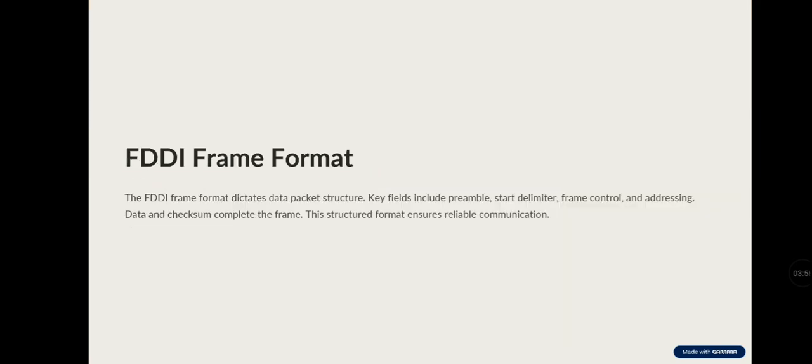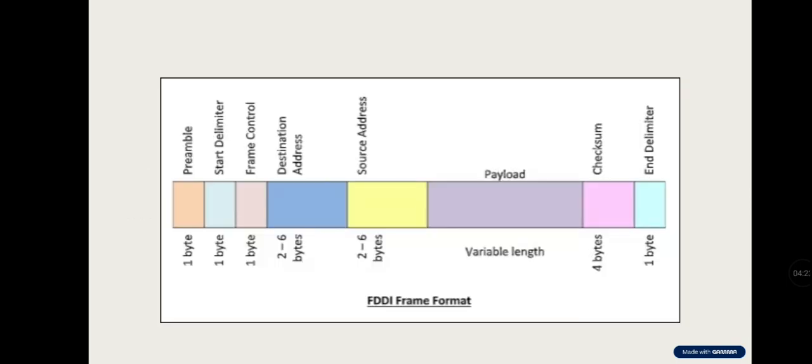Next we'll see the FDDI frame format. The FDDI frame format defines the data packet structure. It has a specific structure to ensure reliability, such as preamble, start delimiter, frame control, addressing fields, data field, and checksum. Here you can see the diagram of the FDDI frame.